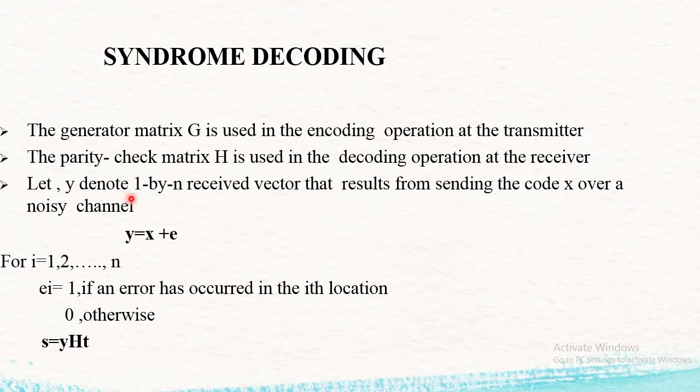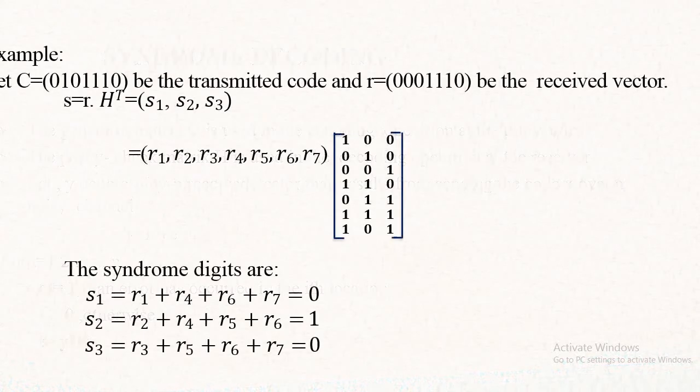Let Y denote the received code vector that results from sending the code X over the noisy channel. So Y is equal to X plus E. For i equal to 1 up to n, if Ei is equal to 1, it indicates the error has occurred in that ith location. This Ei value is used for finding out the actual position of the bit where the error has occurred, and it is equal to 0 if there is no error. So S is given by Y into H transpose.